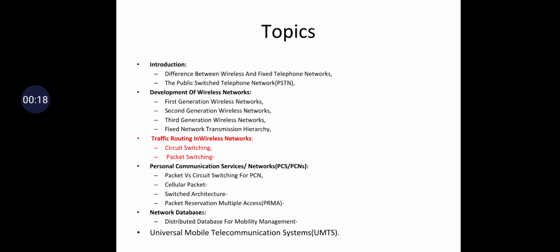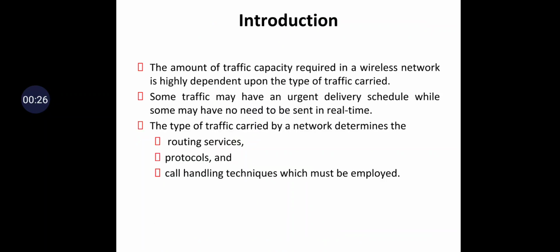The third topic is traffic routing in wireless networks. Under this we have to see circuit switching and packet switching. So let's see about the introduction of traffic routing. The amount of traffic capacity required in a wireless network is highly dependent upon the type of traffic carried. Some traffic may have an urgent delivery schedule, while some may have no need to be sent in real time.